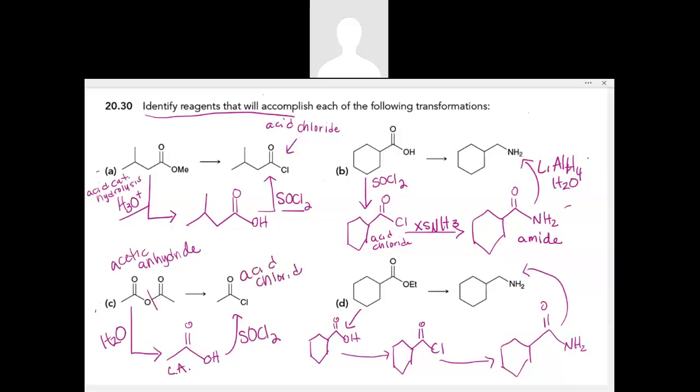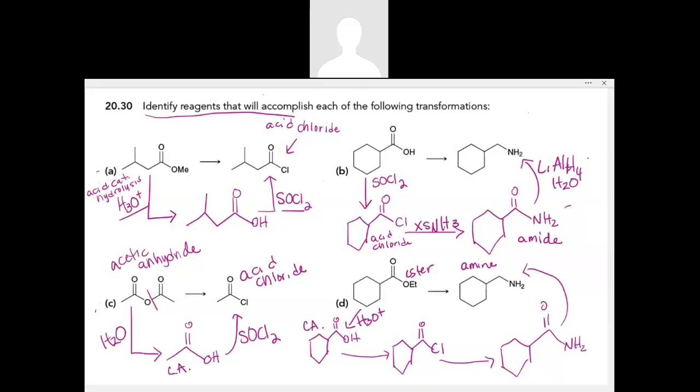All right, and then we have our last example here. This transformation requires the conversion of an ester to an amine. So we're going to go through similar steps. First we can convert our ester using acid catalyzed hydrolysis of our ester in our initial step here. That we can see would happen with acid. So we'll have just aqueous H3O plus here to generate that carboxylic acid intermediate.